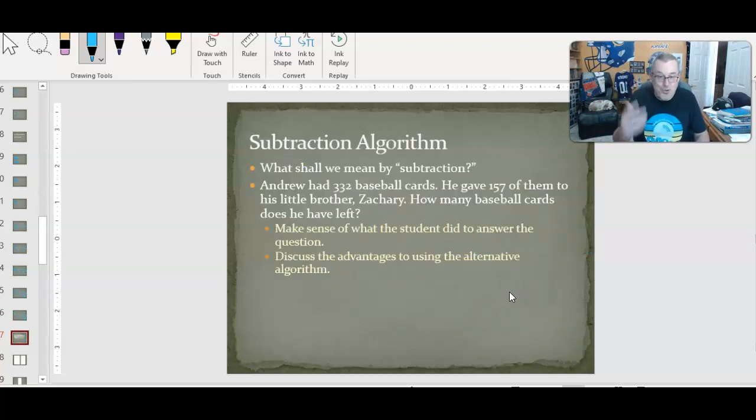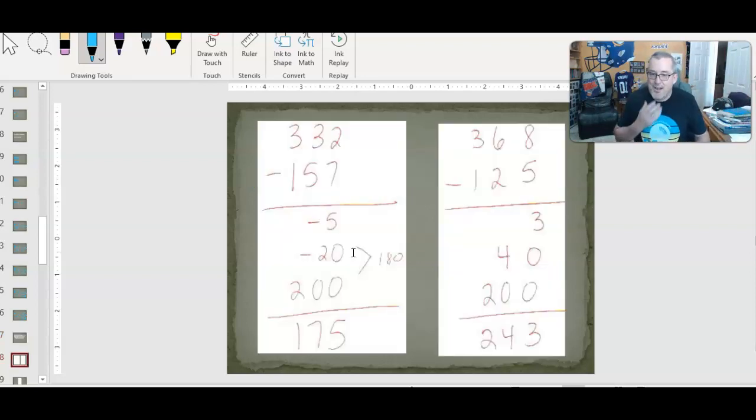And so suppose now we have done that for a while, and I'm going to show you a few different ones that I've seen. And what I'd like you to do is take a look at what the students did to answer the question and discuss the advantages to using their alternative algorithm. Now remember, these are students progressing from hands-on manipulatives to writing out what they did, working on their efficiency, getting more organized. And so this is sort of the end product of all of that work.